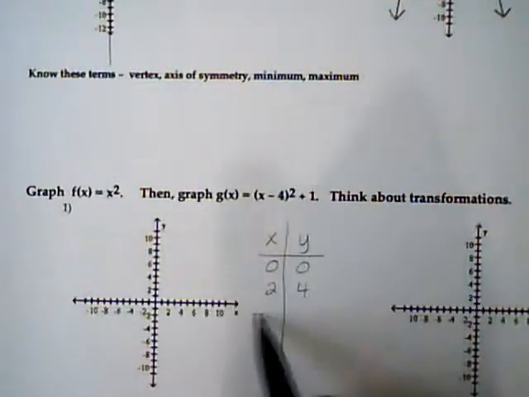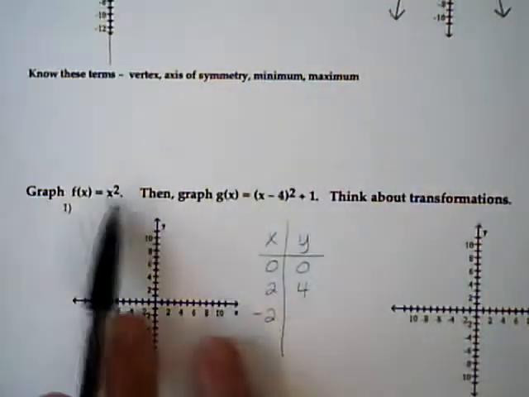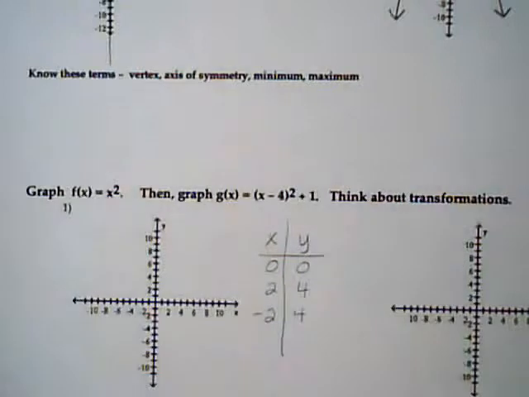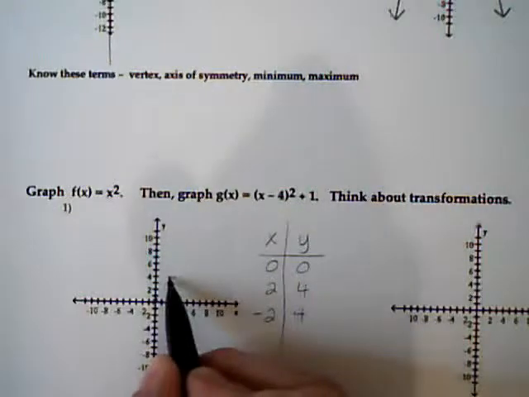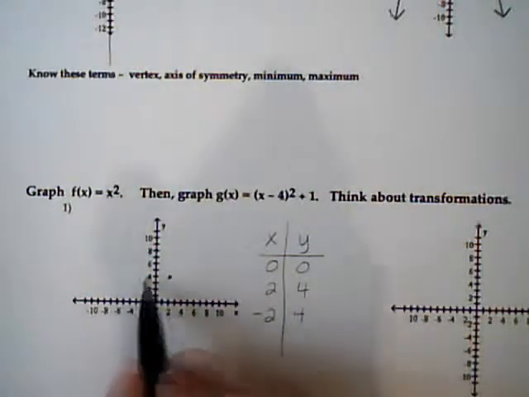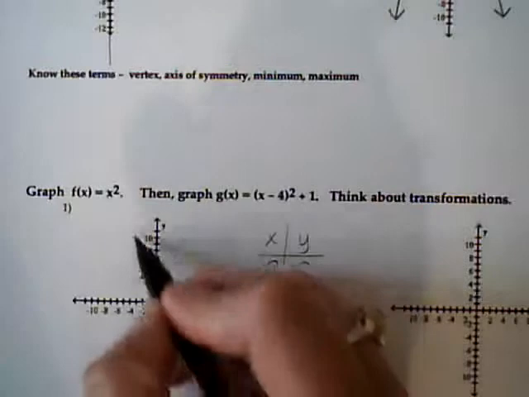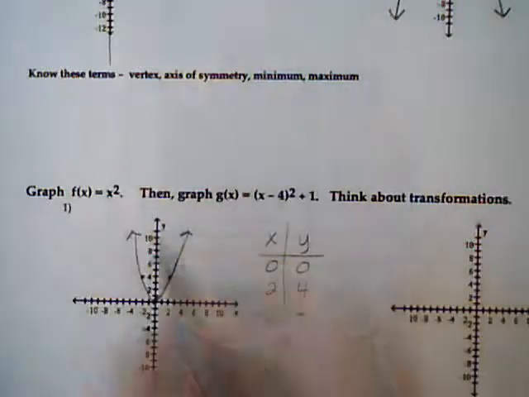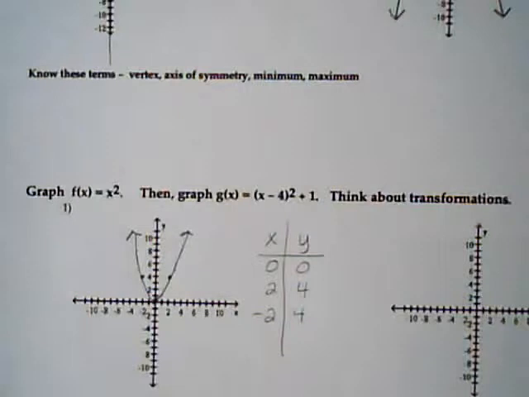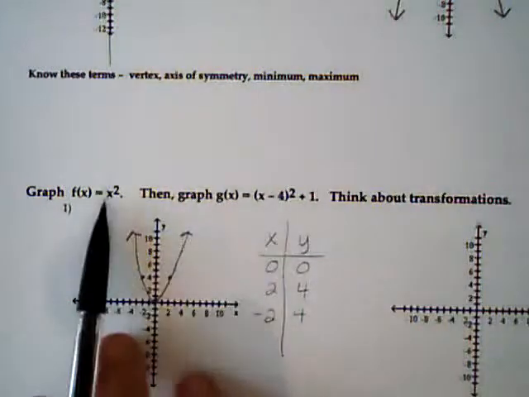And let's say we plug in a negative 2. Well, negative 2 squared would also be 4. That gives us 3 points on the graph: 0, 0; 2, 4; negative 2, 4. And so we can kind of see what our shape would be for this parabola. So my vertex would be the point 0, 0. My axis of symmetry would be x is equal to 0. And then we know that it opens upward again because of the leading term being a positive.